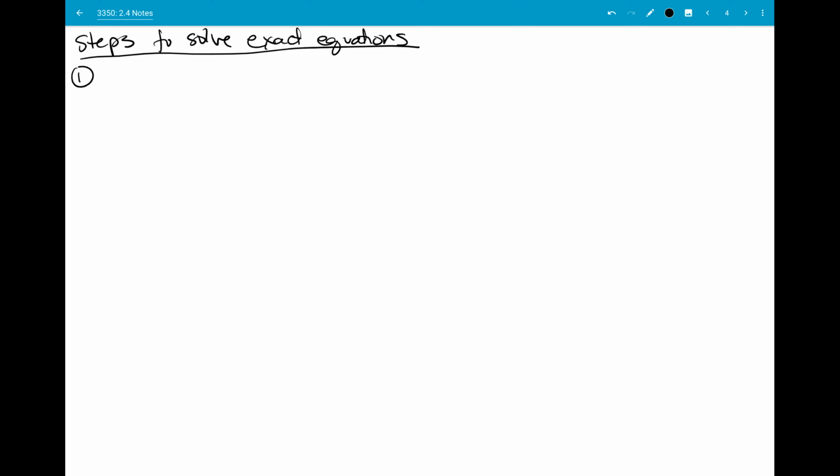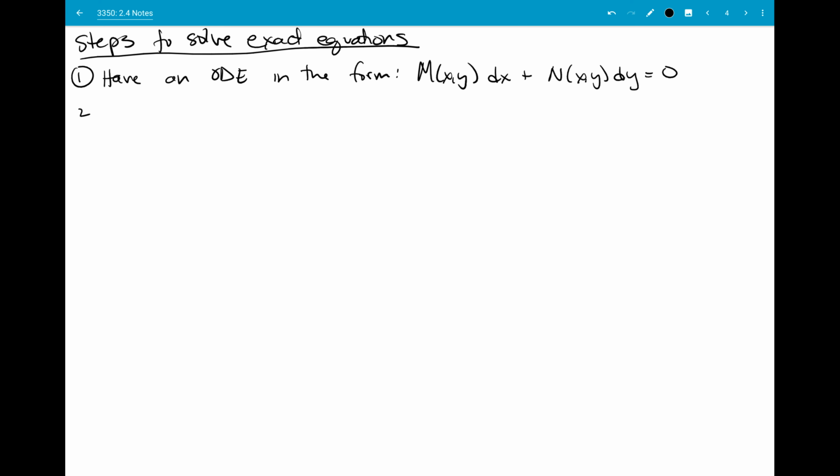To start out, you want to make sure that you have an ODE in its differential form, where you're going to have M of x, y times dx plus N of x, y times dy equal to 0. And you'll want to check that it's exact.